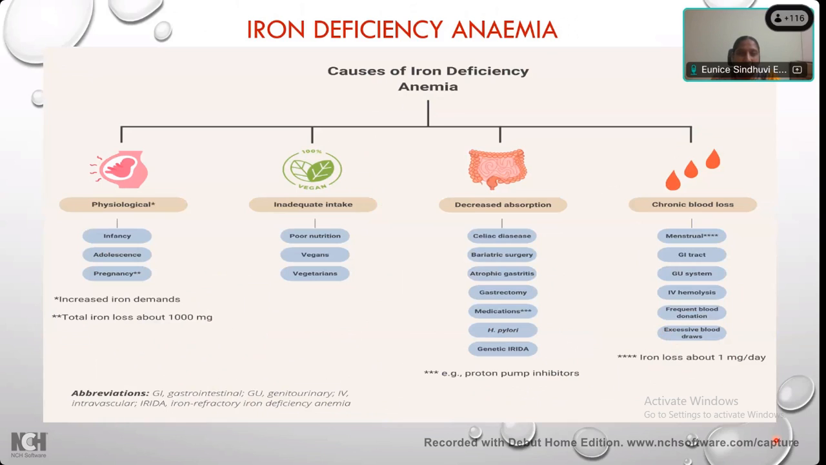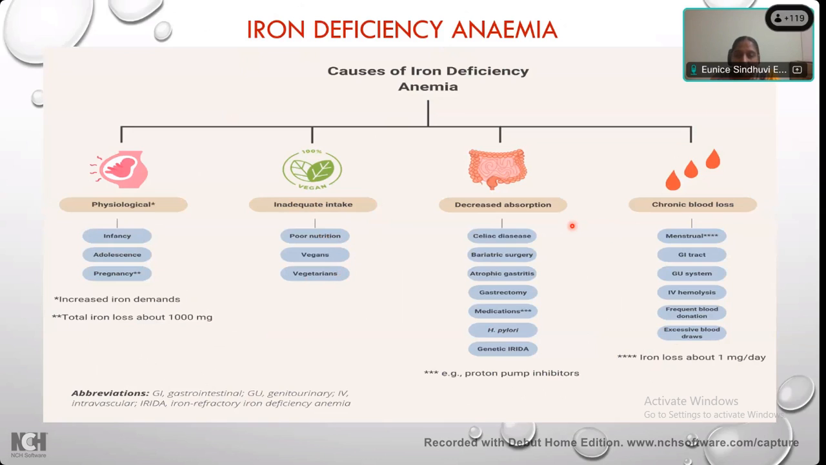So the first we will be seeing is iron deficiency anemia, and we know that in India it's one of the most common public health issues, where more than 50% of pregnant women, and even males and adolescents, have iron deficiency anemia as one of the main causes of anemia. Iron deficiency anemia can be physiological during infancy, adolescence and pregnancy, where there is increased iron demand, and it can be due to inadequate intake, which can be due to poor nutrition and vegetarians who do not take animal products.